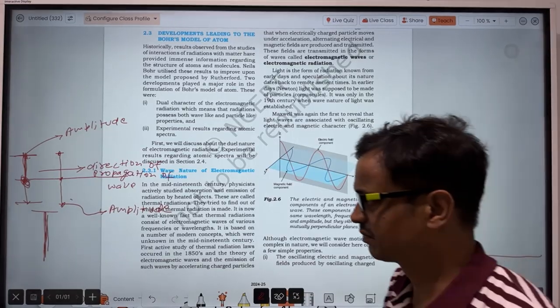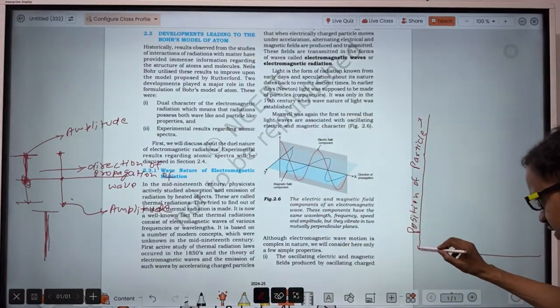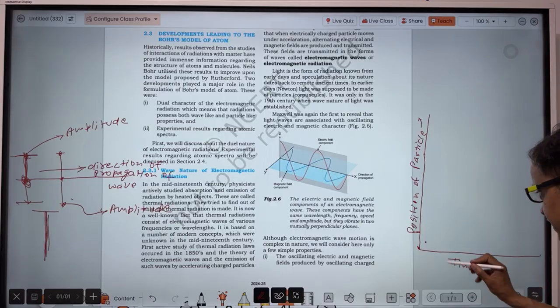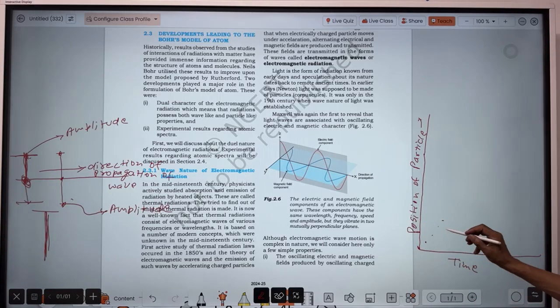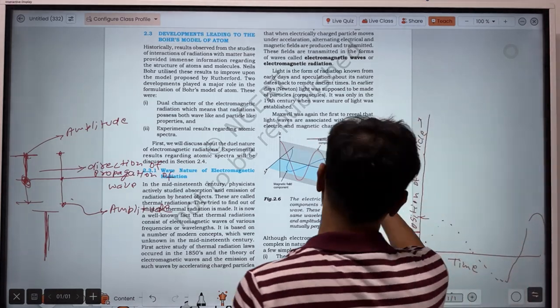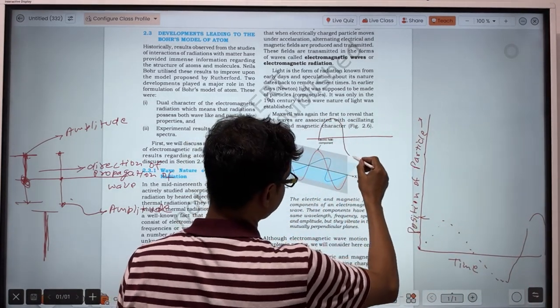What happened? Just watch here. At t equal to 1, the particle is here. At t equal to 2, the particle is here. At t equal to 3, the particle is here. At t equal to 4, the particle is still here. Suppose the amplitude is here: 1, 2, 3, 4. This fourth one is the maximum point. After that the particle will again come here, and here, and here. Like that, when you plot the graph, it will be like this.